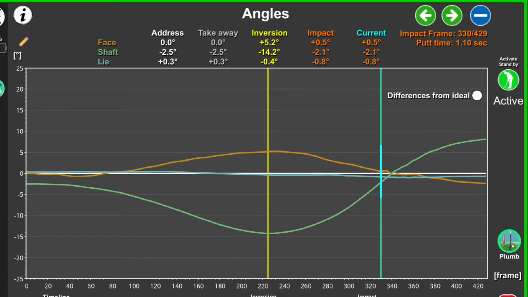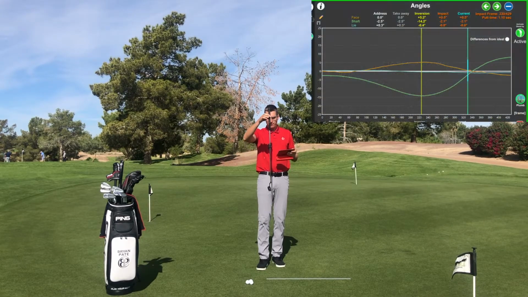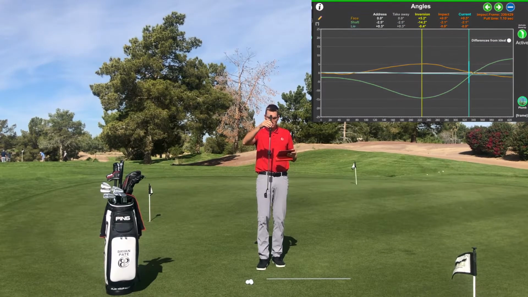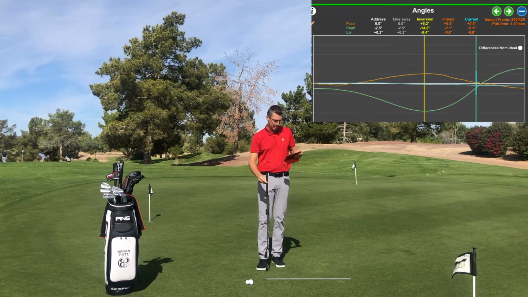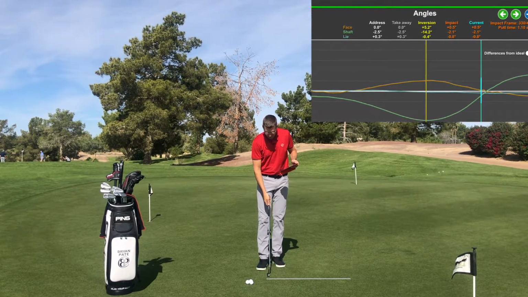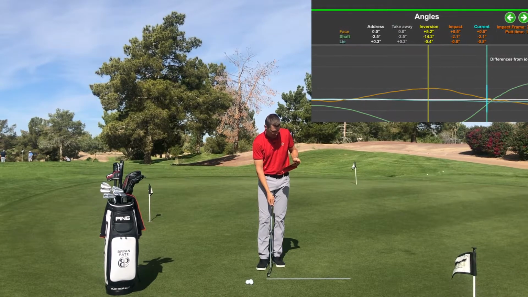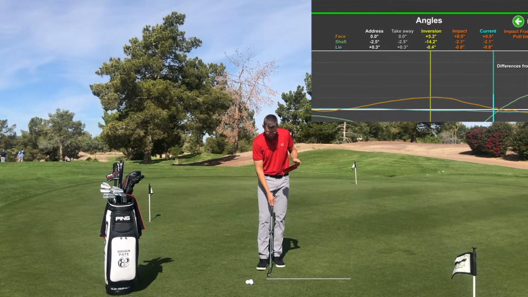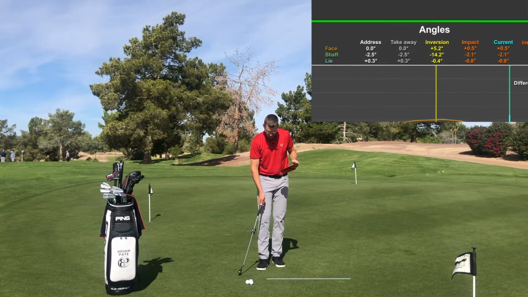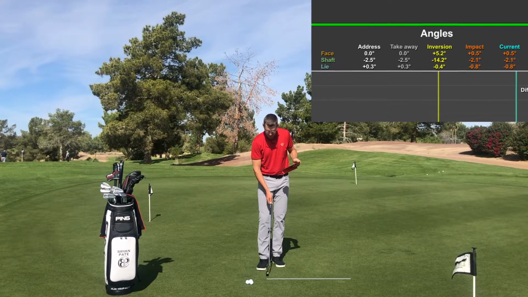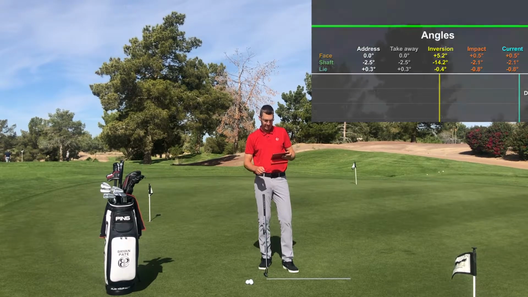The shaft, remember the shaft is in the plumb based off of our vertical 0 mark, how much forwards, neutral, or backwards shaft lean we have. So on that one it was minus 2.5. So I started with about 2.5 degrees of shaft lean forwards. And at impact, it was minus 2.1. So I actually had a little less shaft lean at impact than I did at setup.